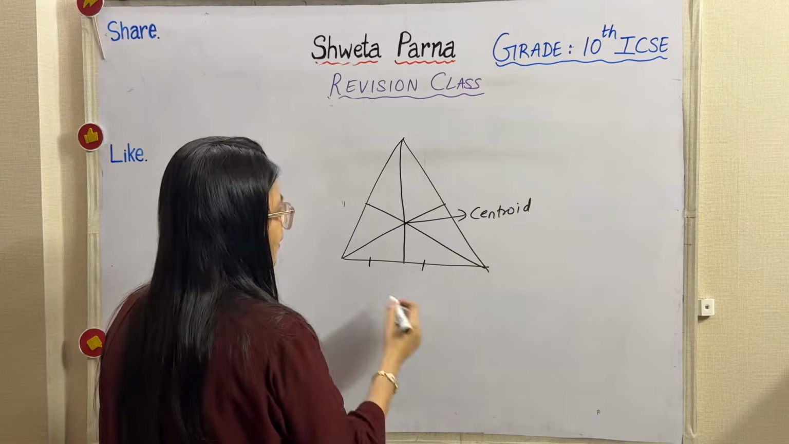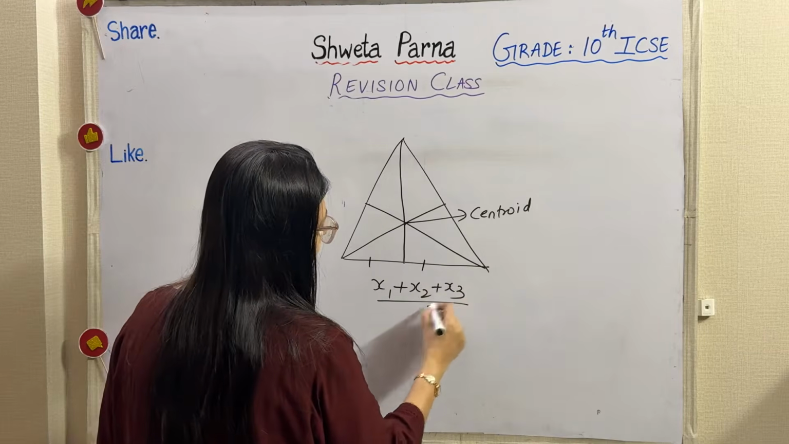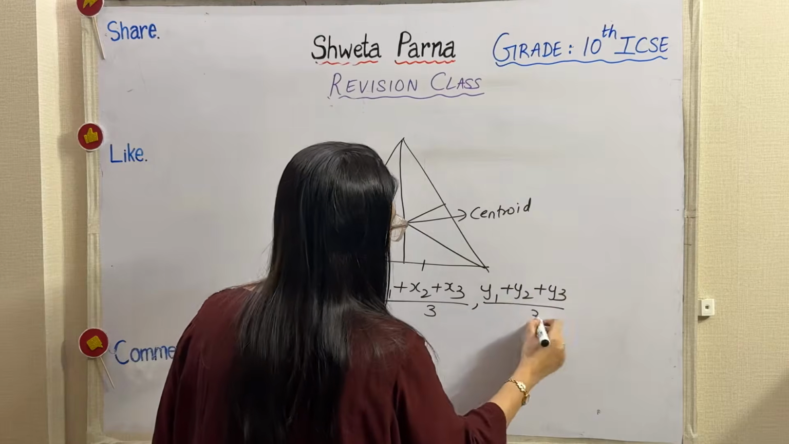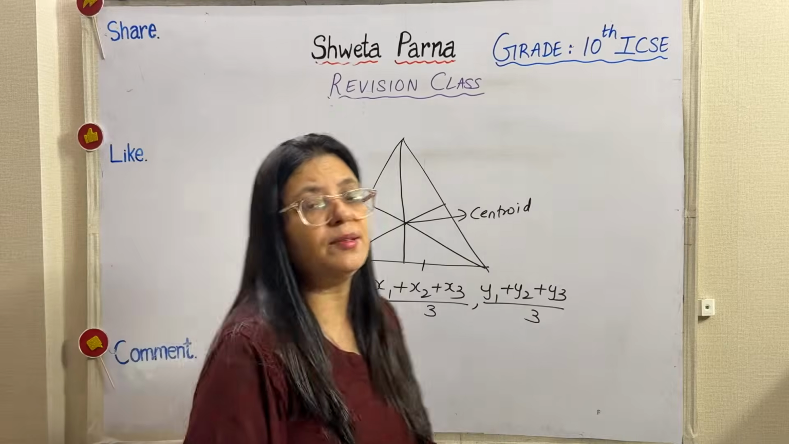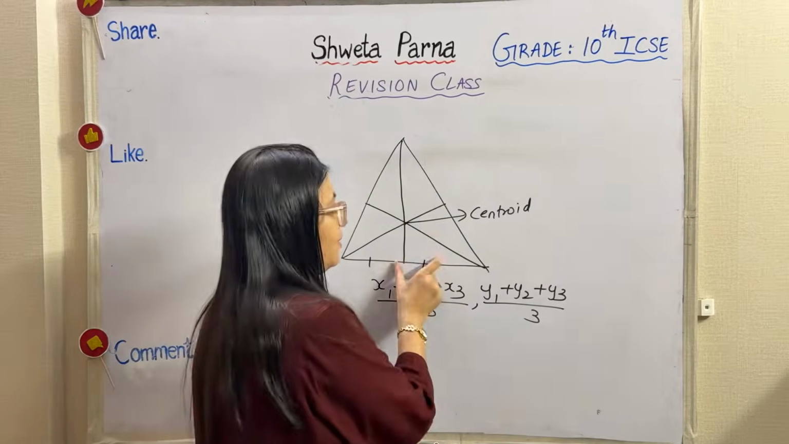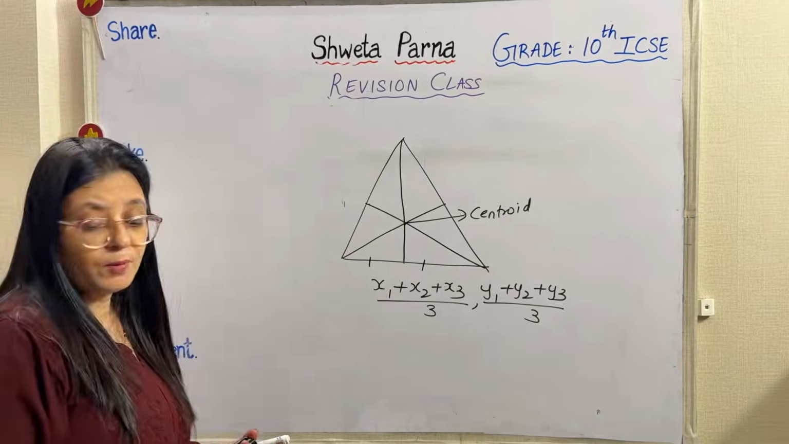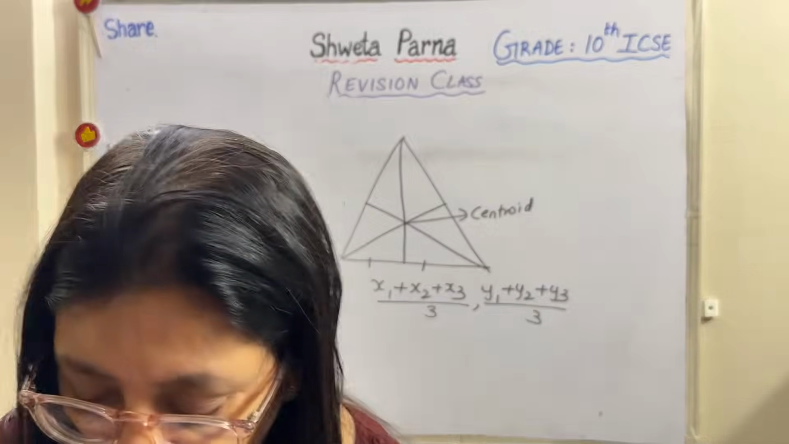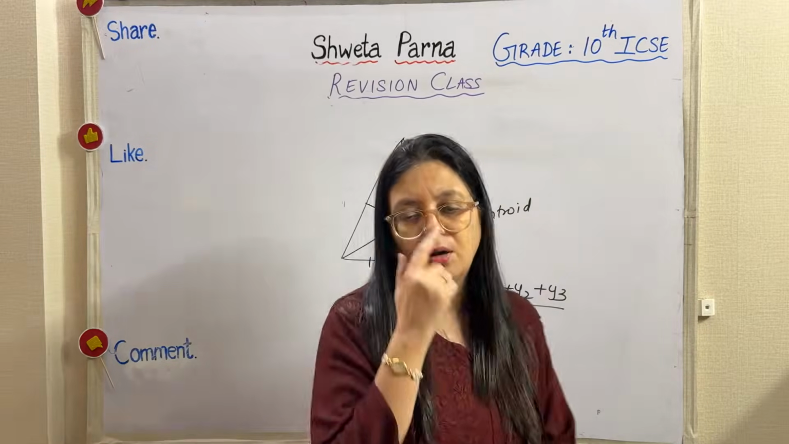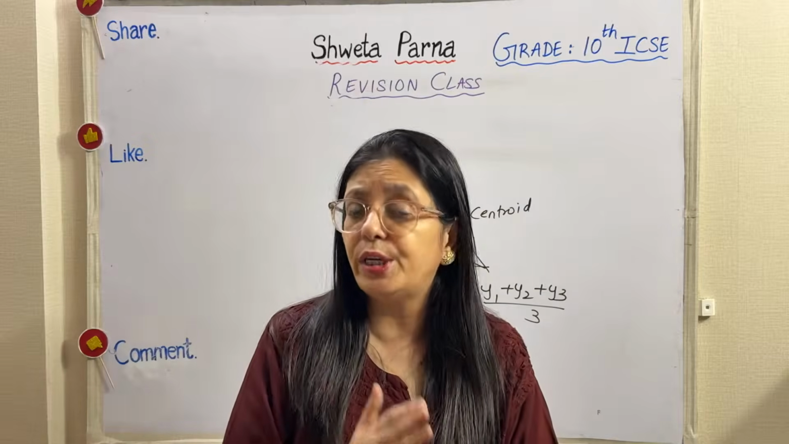And what is the formula to find the centroid? (x1 plus x2 plus x3) the whole upon 3, and (y1 plus y2 plus y3) the whole upon 3. So the centroid is the point of intersection of three medians. Median means it divides the line segment into exact halves. Then comes the word bisector and perpendicular. Now first, what do you mean by orthocenter? Orthocenter is the point of intersection of three altitudes.